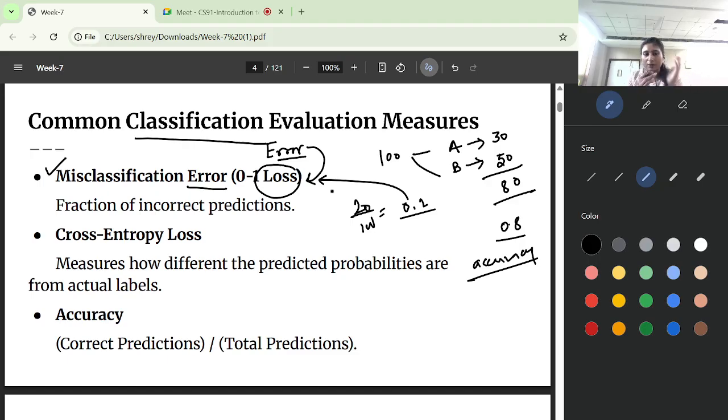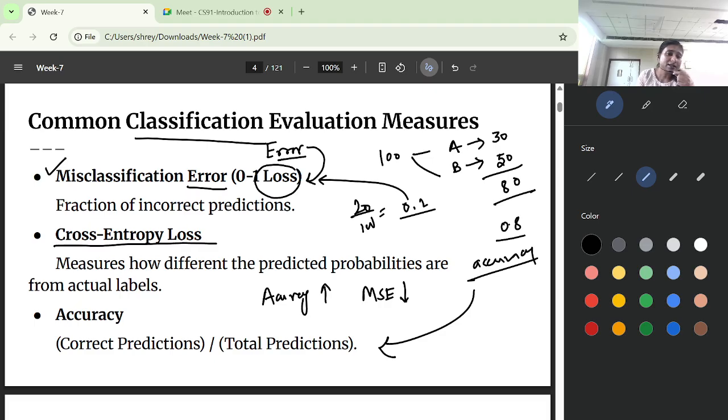Either you are working in terms of accuracy or in terms of misclassification error, it doesn't matter. If you are talking about error, then obviously less is better. If you are talking about accuracy, more is better. Whenever you find accuracy written in a table, you will find an up arrow, which means the higher the better. If you see something like an MSE loss, you will find the arrow downwards, which means the lower the better. So if you compare two models with misclassification error, the one with lower error is better. In the opposite case, more accuracy is the better model. These are two simple evaluation measures.